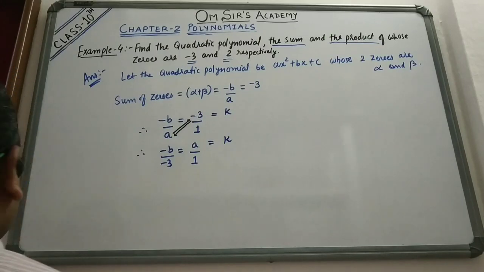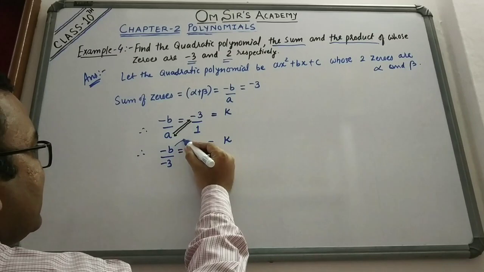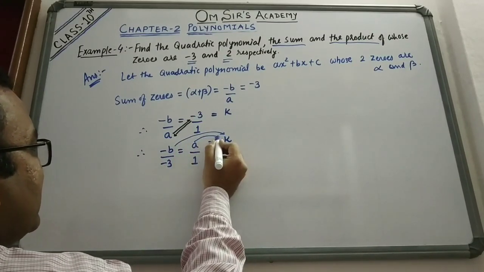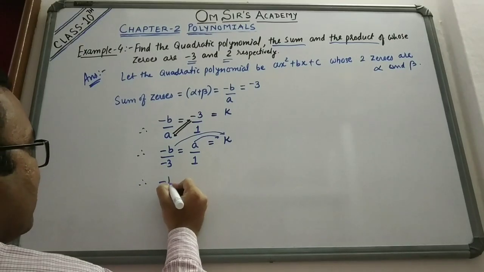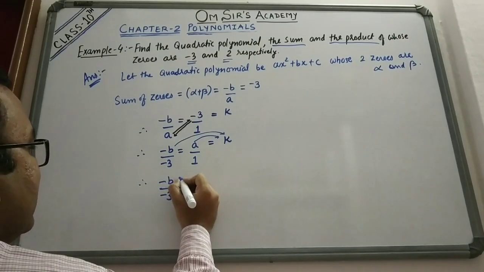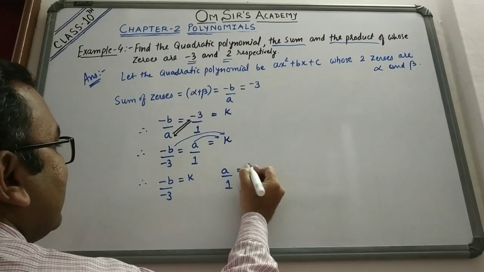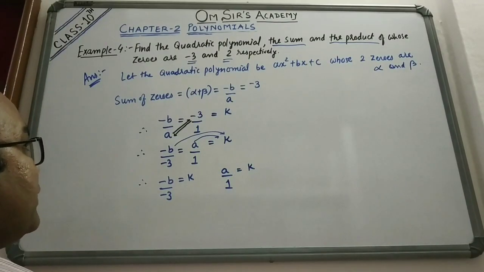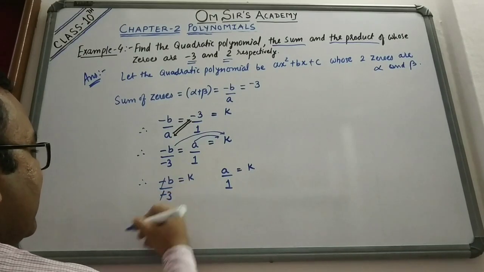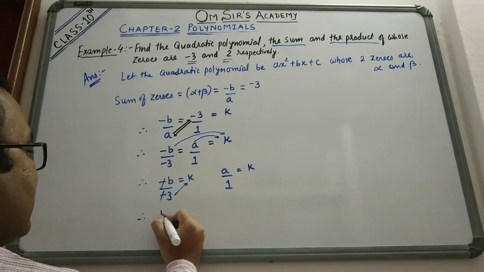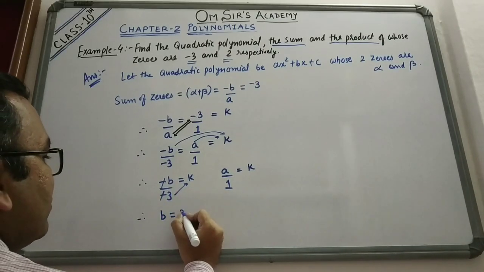Okay. So friends, in this way we can equate this part with this. Okay. And this part with this. So it will be what? Minus b upon -3 equals to k and a upon 1 is also equal to k. Is it clear? So now this minus sign will get cancelled and this 3 will get multiplied with this. So I will get b equals to 3 into k is what?